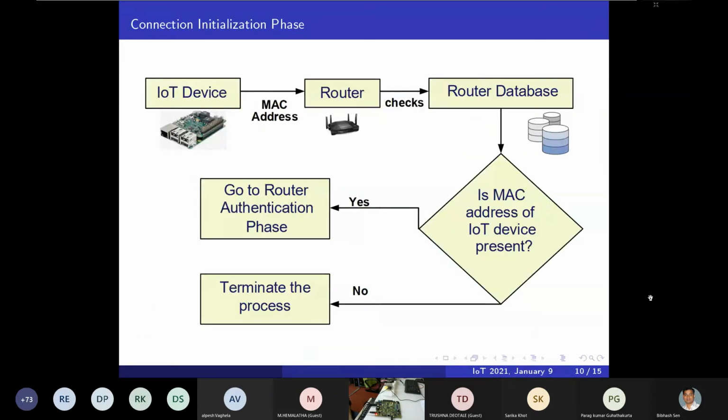So this is the connection initialization phase. In this phase, at first the IoT device sends its MAC address with the request to the router. The router will check inside its database. If the MAC address is present, then only it will proceed. Otherwise, it will terminate the connection.